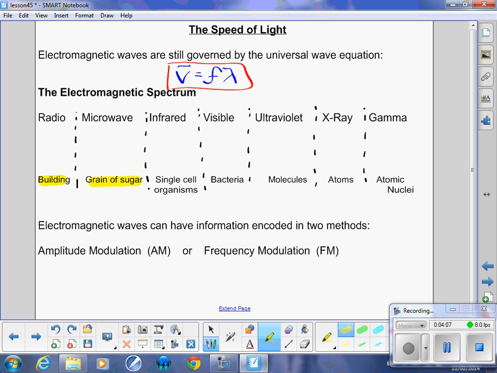period between the crests is about the distance of a grain of sugar. Infrared, single-celled organism. Visible light, it's about the size of a bacteria. Okay, the size of a bacteria. That's our lambda. We're talking about our wavelength here. Ultraviolet is our molecules. X-rays have a wavelength about the width of an atom. And gamma rays, excuse me, are about the width of an atomic nuclei. So this is the region, the visible light that we can see.